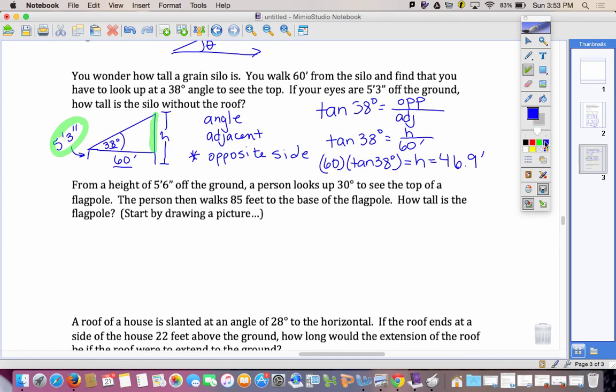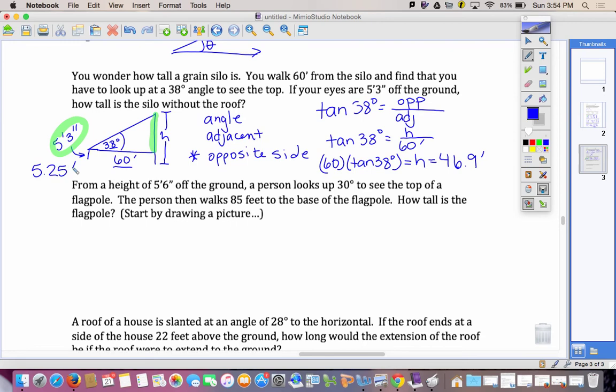Well, I need to turn this back to a pen. Sorry. So you need to find the equivalence. So 5 foot 3 inches. 3 inches is a quarter of a foot. A quarter of a foot is 0.25. So this is the same as 5.25 feet.